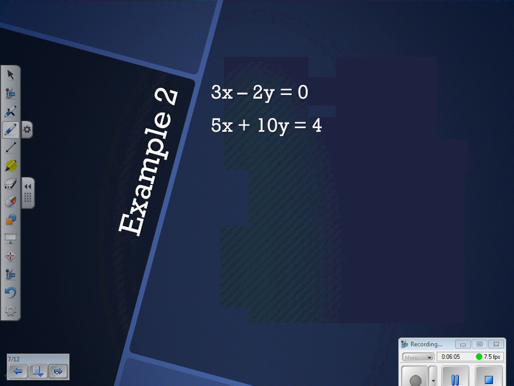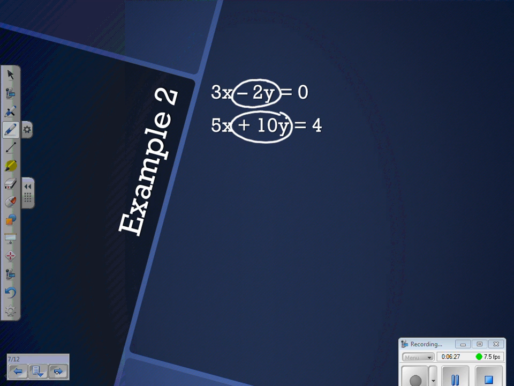So an example of this, 3x minus 2y equals 0, and 5x plus 10y equals 4. When I look at it, what I see to begin with, 3 and 5, I could make those happen, but they're both positive, and I'd have to multiply both of them. So it could work, but I think what's easier is, if I look at this, I've got a positive 10y, I've got a negative 2y. And think to myself, well, could I turn one of those into the other one easily?